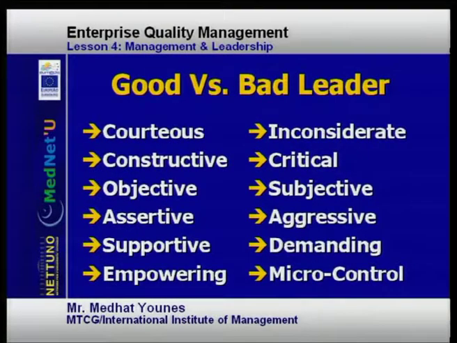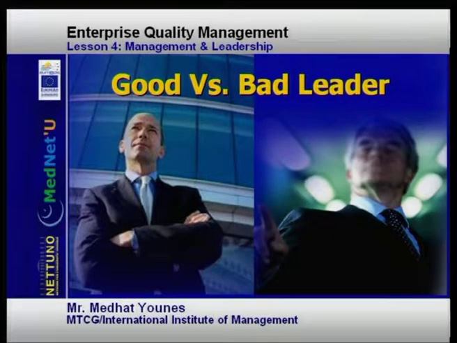Here's an example of good versus bad leaders. Of course, good leaders tend to be courteous rather than inconsiderate. They are constructive rather than critical, objective rather than subjective, assertive versus aggressive. This is also very important. The difference between assertive and aggressive is that aggressive tends to attack the other person, while assertive tends to stress your rights and make sure that nobody compromises your needs, but it is not about attacking somebody else.